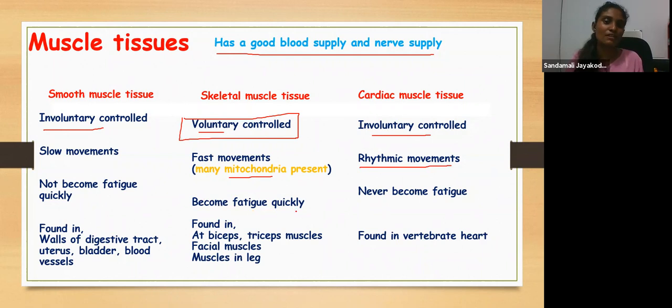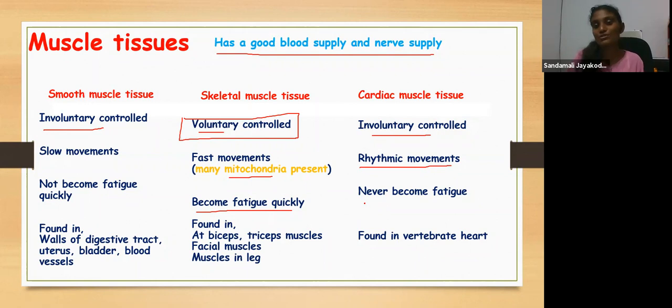But in the case of skeletal muscle tissue, they become fatigued quickly. That's why we feel tired. We can't move our body after running for a long time, or after walking for a long time, or maybe stepping up a staircase or somewhere. We feel tired. That's due to the fatigue feature of this skeletal muscle tissue. And then cardiac muscle tissue never becomes fatigued.